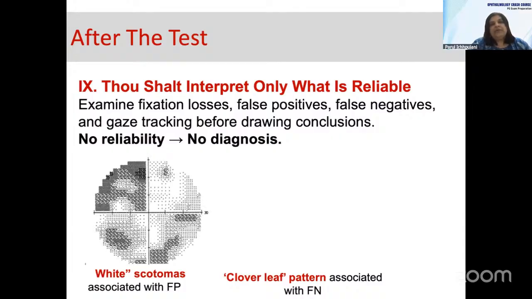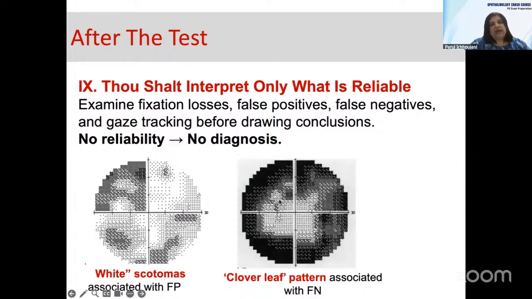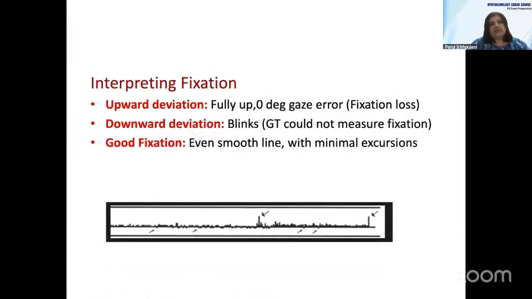No reliability would ultimately result in no diagnosis. So if there are a lot of false positives, you will get these white scotomas in the grayscale. And if you have a lot of false negatives, you will have a cloverleaf pattern. So look for these patterns. These actually resolve over a period of time as the learning curve gets over.